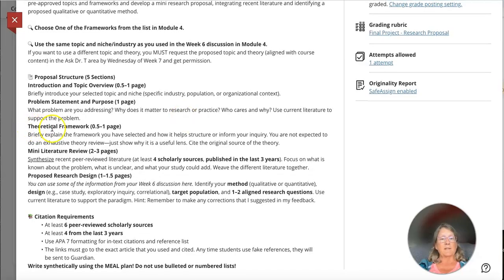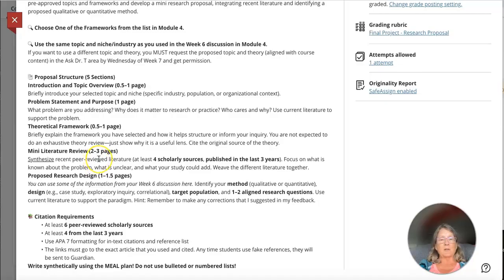Your next section is the theoretical framework. So briefly explain the framework that you've selected and how it helps structure or inform your proposal. You don't have to do an exhaustive theory review, just show why it's a useful lens for your proposed study. And then you do need to cite the original source of the theory.